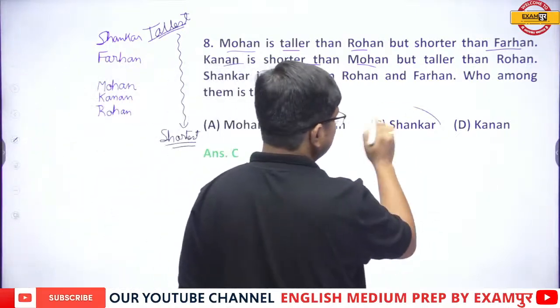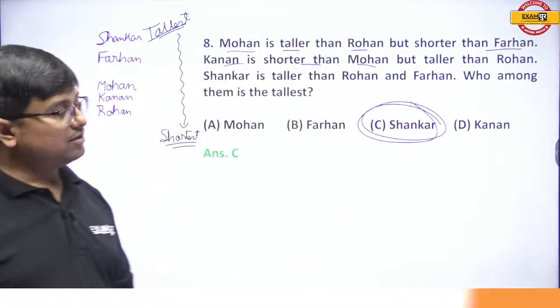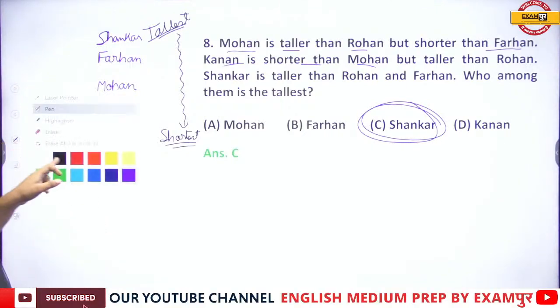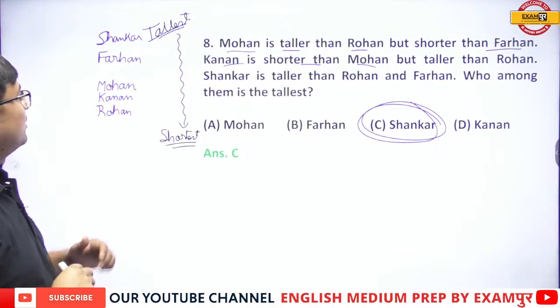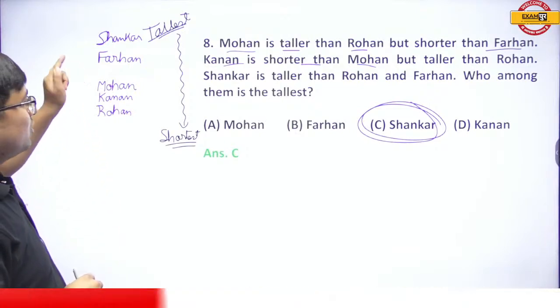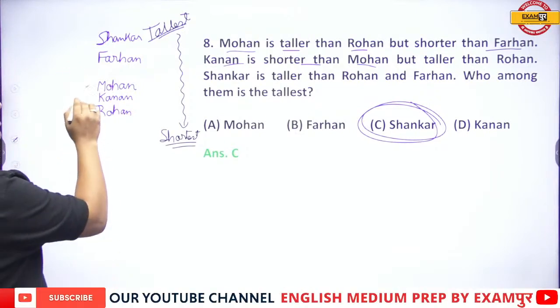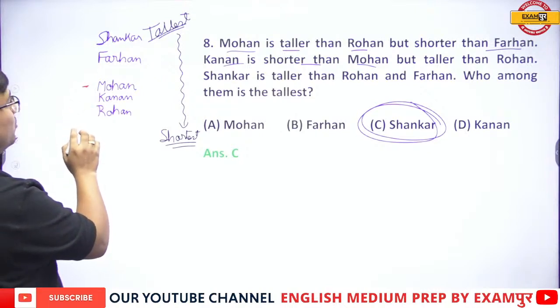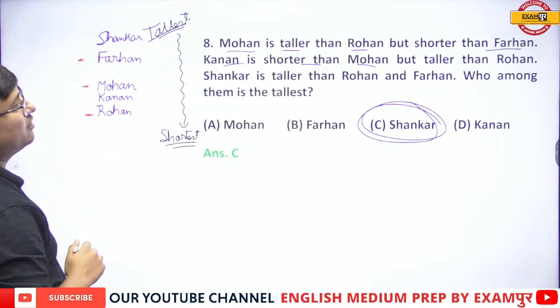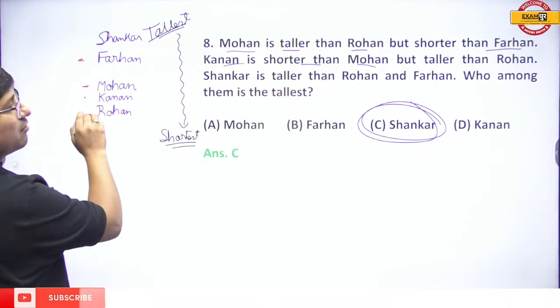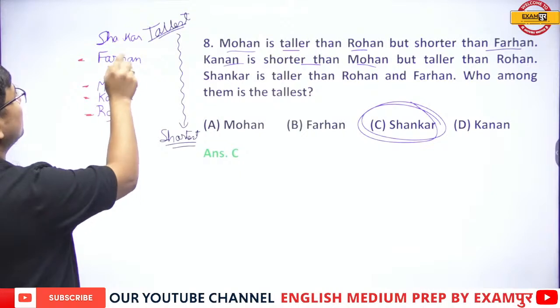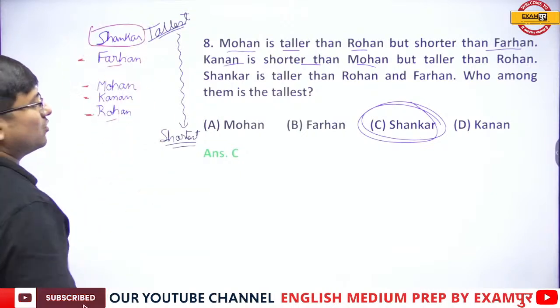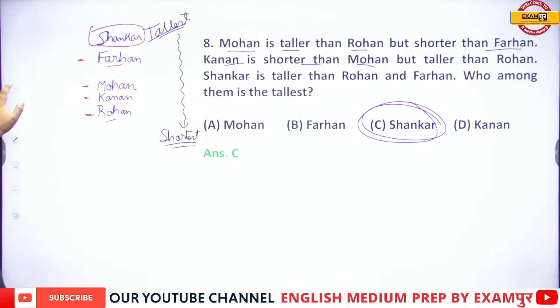Obviously, answer option number C. Shankar is the tallest. So read the lines, everything is very much clear. Mohan is taller than Rohan but shorter than Farhan. Kanan is shorter than Mohan but taller than Rohan. Shankar is taller than Rohan and Farhan. Okay, so the tallest person is known, the shortest person is known, everything is clear.